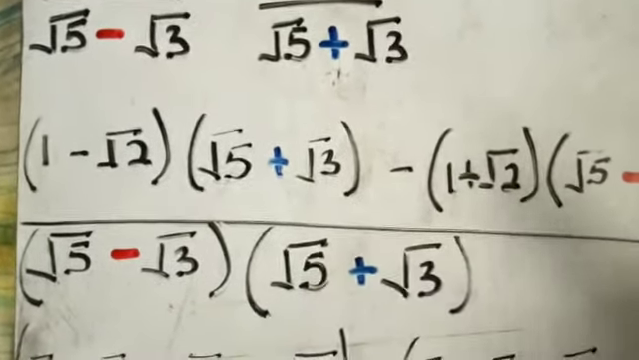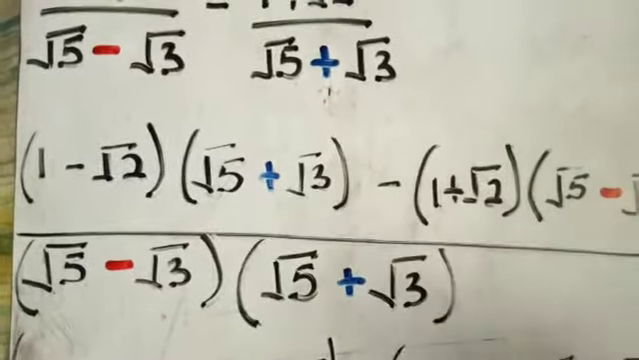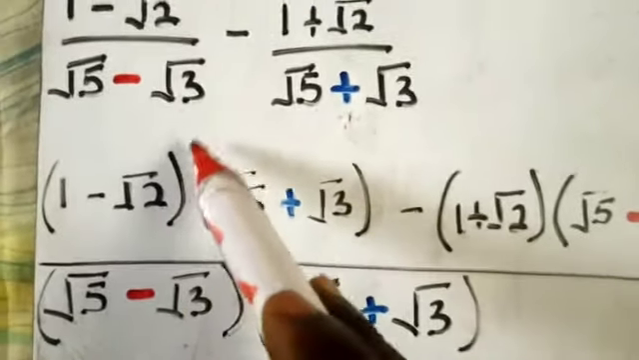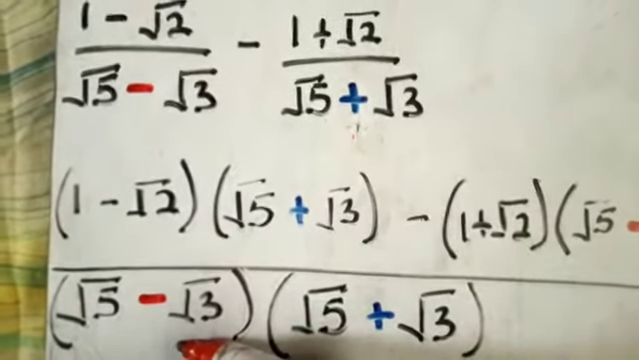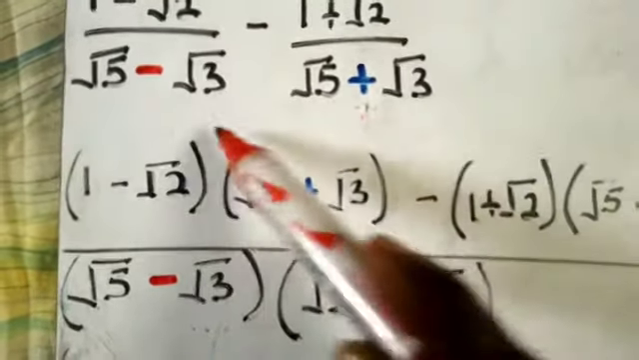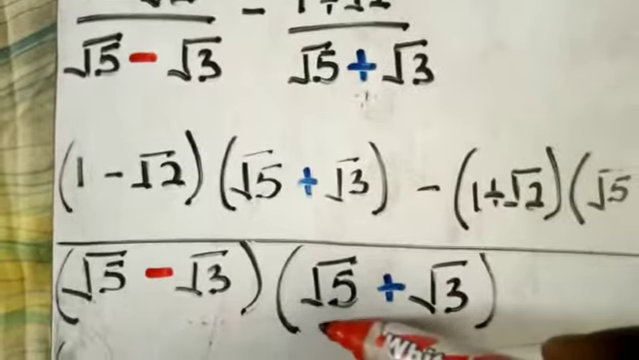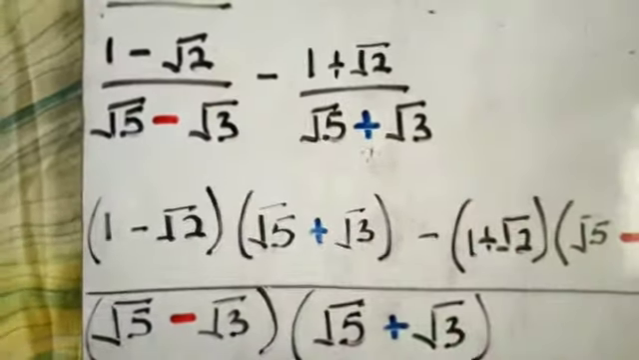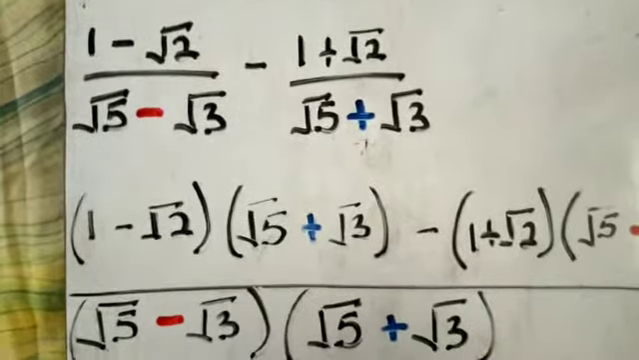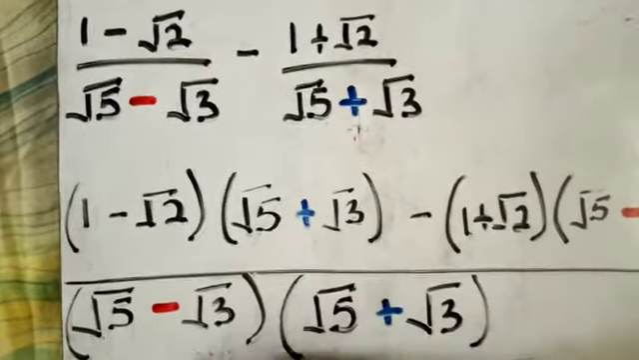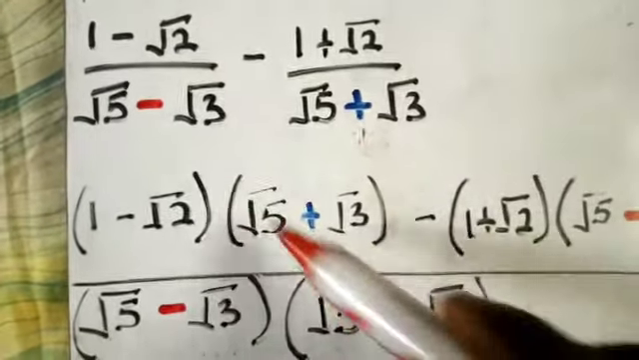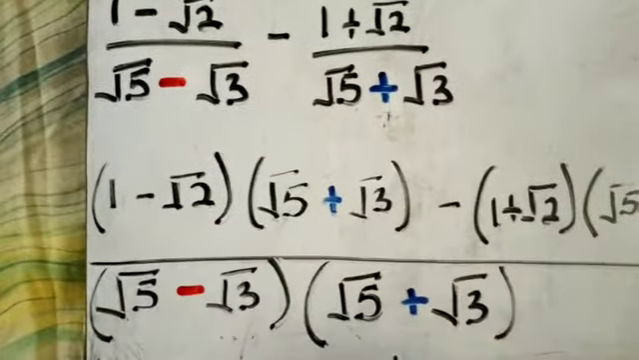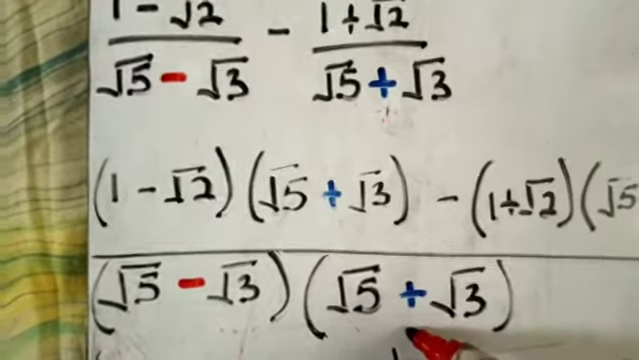So how do you subtract fractions? You pick the LCM. The LCM will go into the denominator how many times? Of course, this and this will cancel out. Then you are left with this, multiplied by the top one. It is the same process as the subtraction and addition of fractions. So this and this will cancel, and we are left with 1 minus root 2, multiplied by the other denominator, root 5 plus root 3.